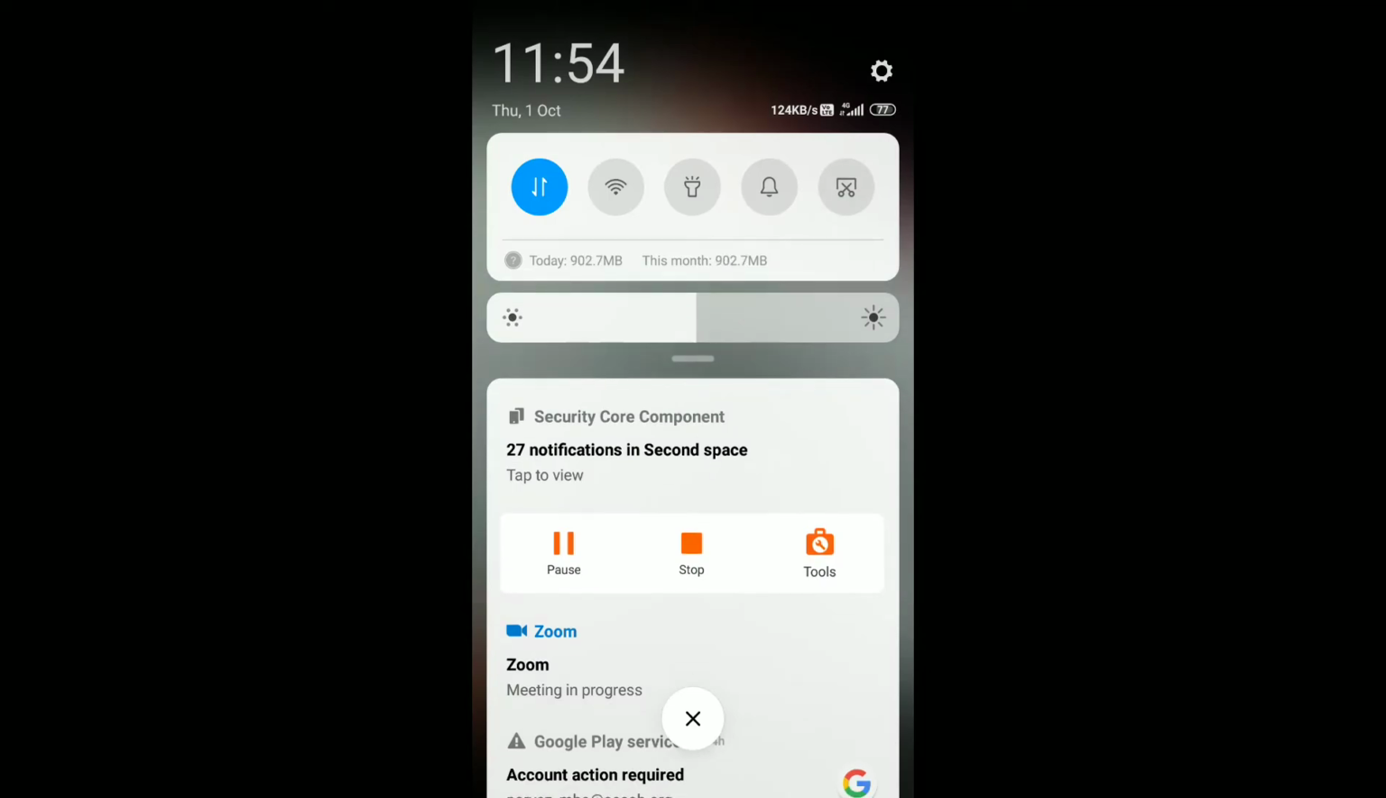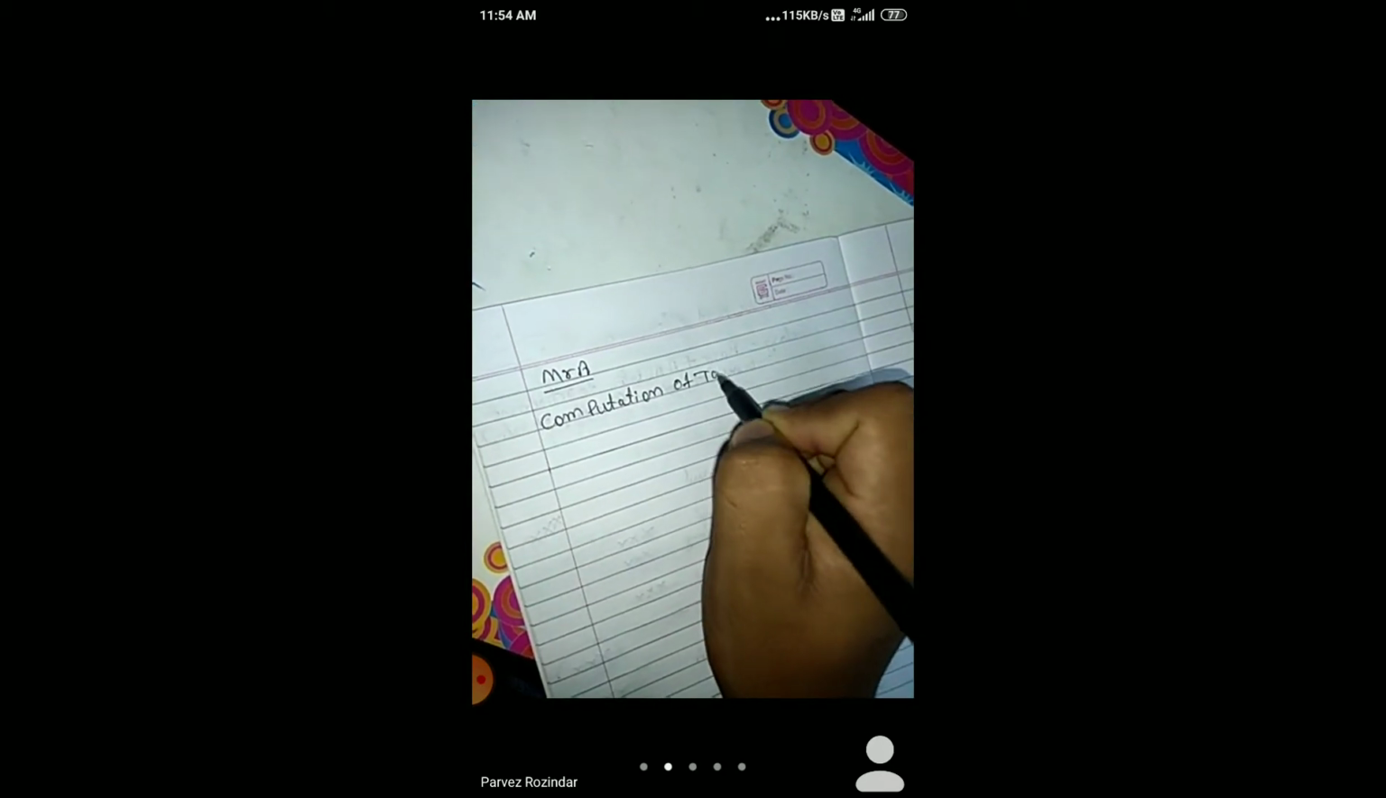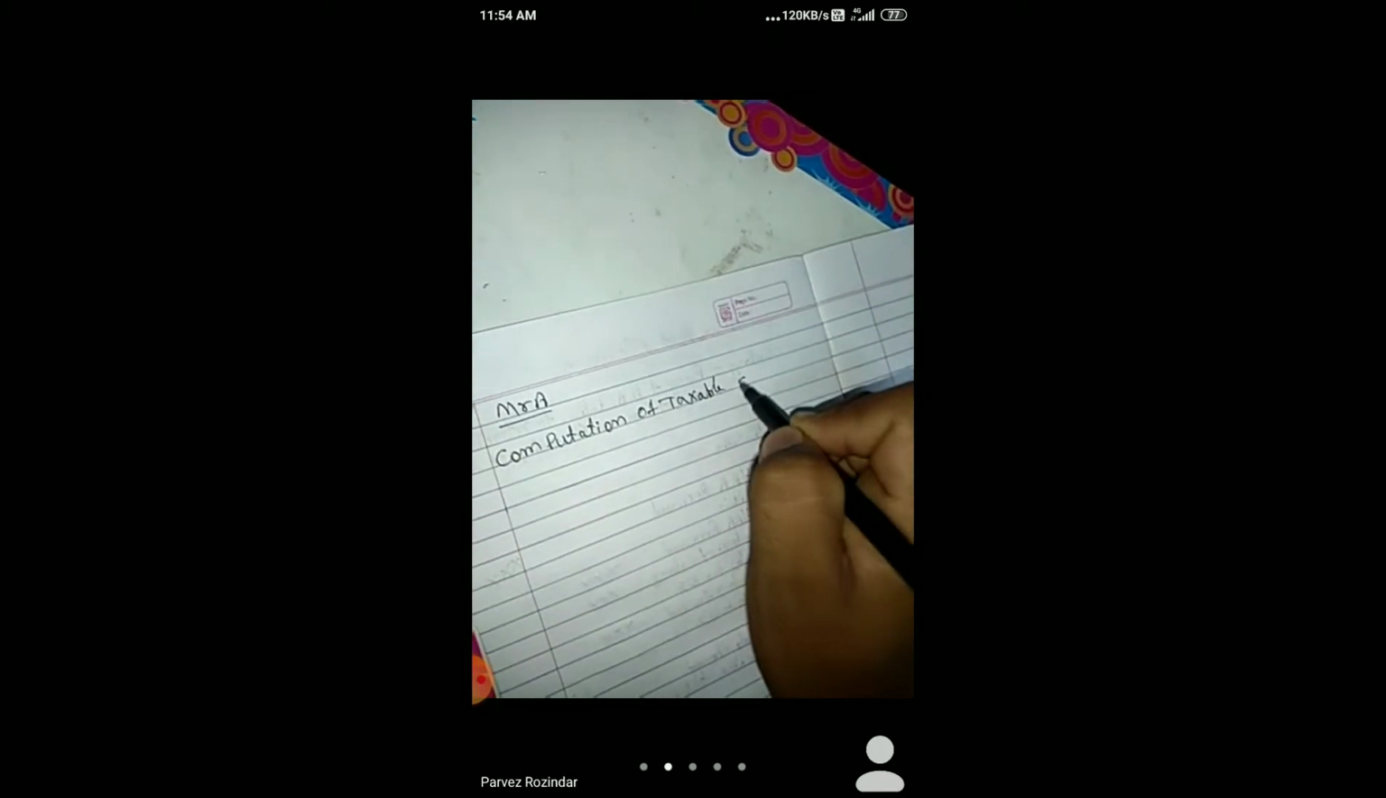This is Mr. A's calculation. Now, in this, the computation of taxable and exempted HRA of Mr. A. Okay.